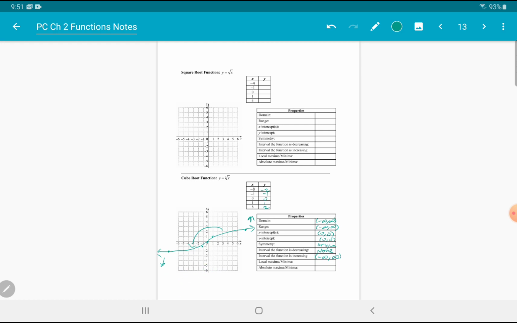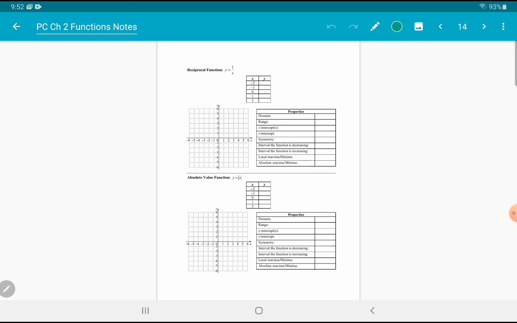Does it have a local max or min? Is there a highest point anywhere? Do we have any hills, any humps that occur anywhere along this graph? No, it doesn't go back down. It doesn't go from increasing to decreasing anywhere. So there are no maxes or mins, no local maxes or mins, which also means that there's no absolute max or mins here either. Okay. All right, what else can we do?